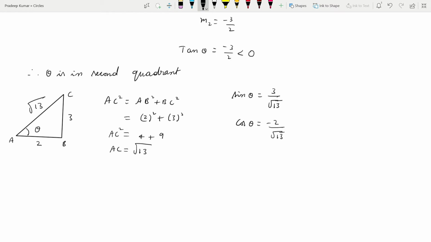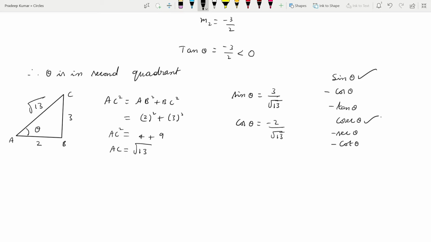I'll write here the things which are positive in the second quadrant. Sin theta is positive, whereas cos theta is negative, and tan theta is also negative, whereas cosec theta is positive, sec theta is negative, and also cot theta is negative. Only sin theta and cosec theta are positive. For parametric points, we have to get sin theta and cos theta. Sin theta is positive in the second quadrant, whereas cos theta is negative. So now we got these values, sin and cos theta.